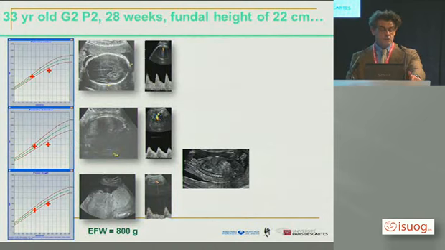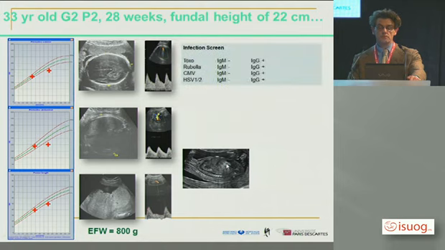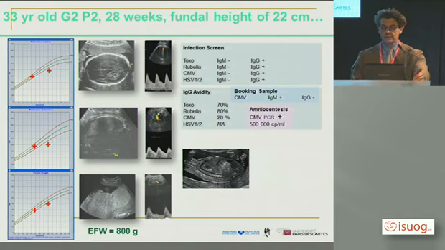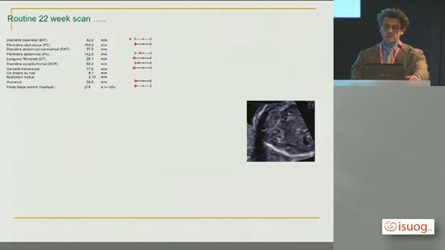Another case with IUGR in early third trimester, all measurements normal, Doppler normal, thick placenta, hyperechogenic bowel. If you look at infection screen, IgG are positive for everything. If you look at IgG avidity, it's only low for CMV. You're requesting a booking sample. She was positive for IgM but negative for IgG. Therefore, she had a seroconversion between the first and the second trimester. Amniocentesis is positive.